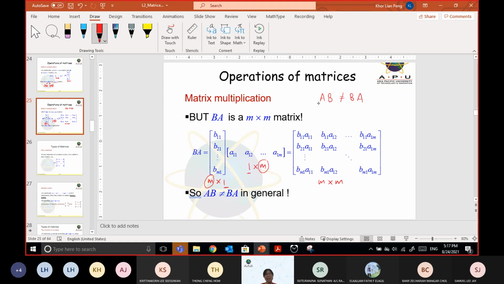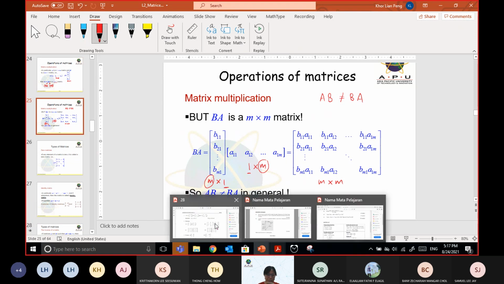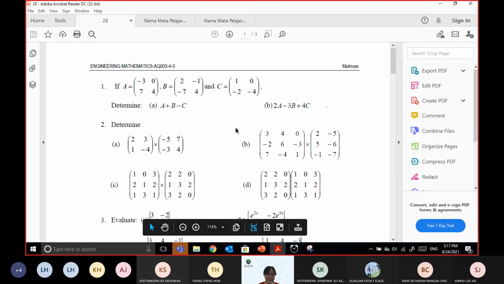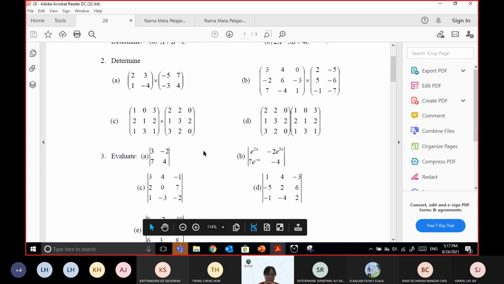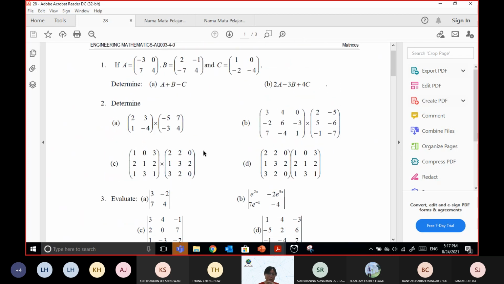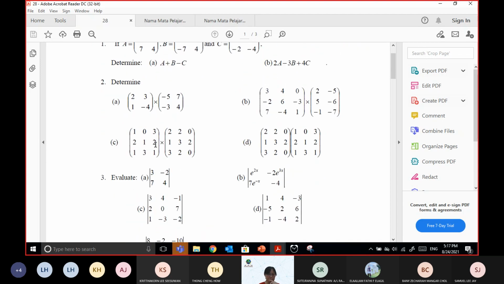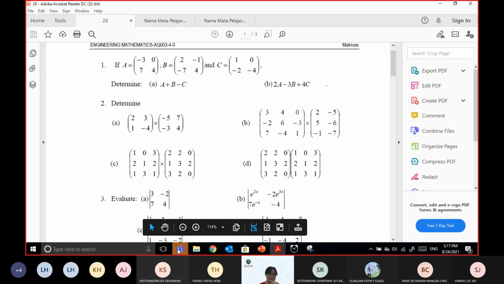Okay, and sometimes A and B can multiply, but that doesn't mean that B can multiply by A. Take note about this. So I think we have to stop it here. Let me see any questions that you can practice in the tutorial. You can practice number 1 and number 2. Just very simple questions about the addition, subtraction, and also multiplication. Practice questions 1 and 2.